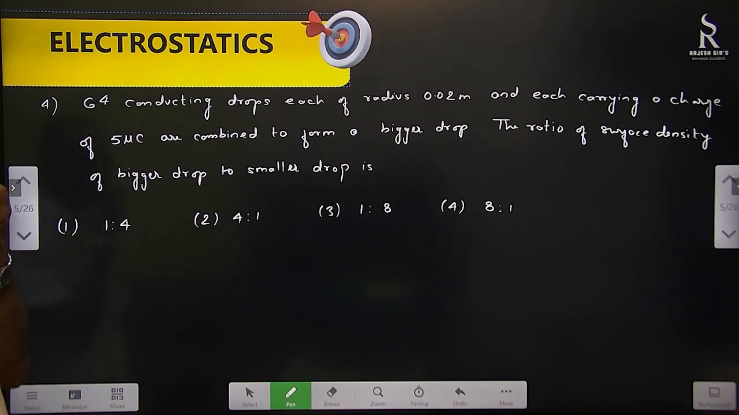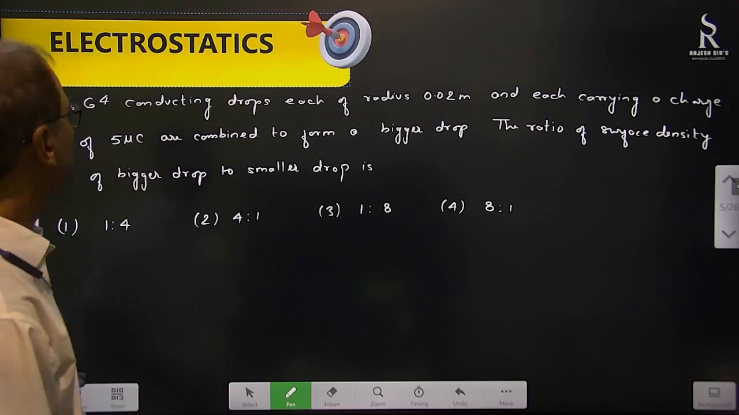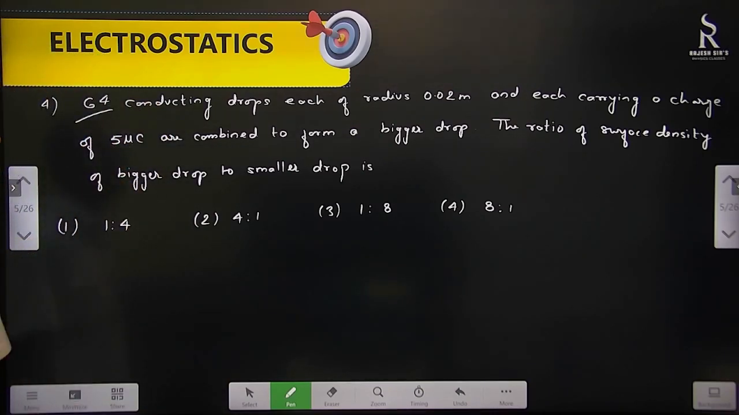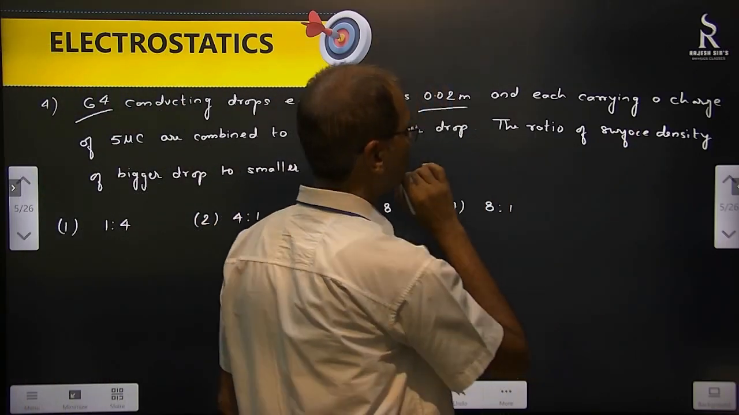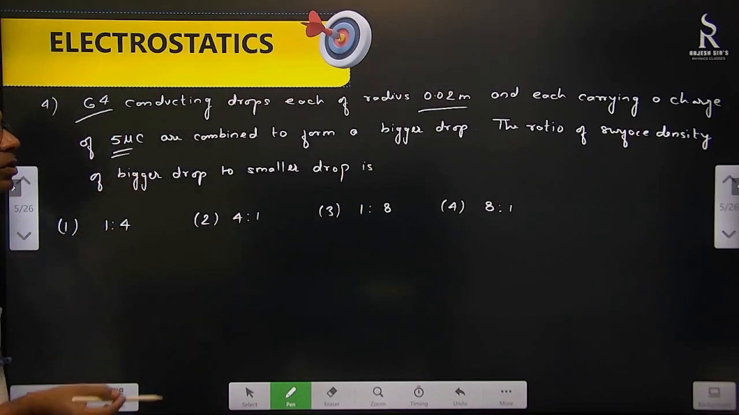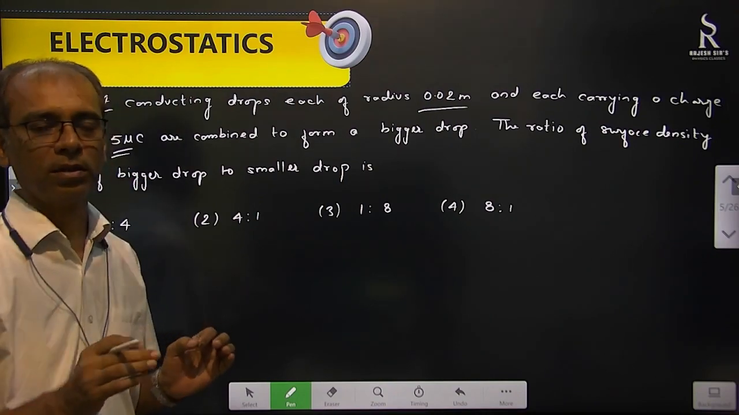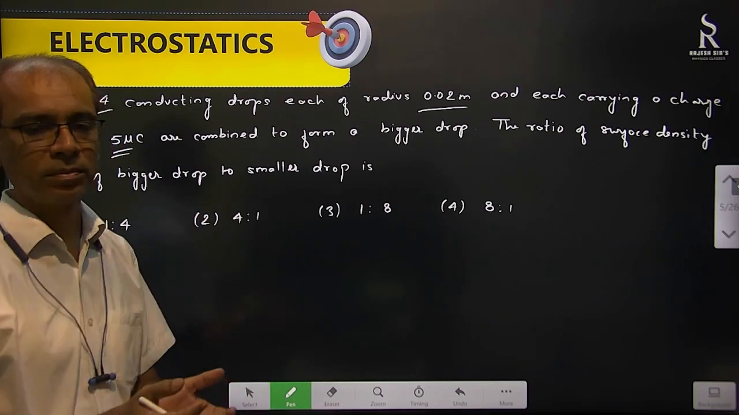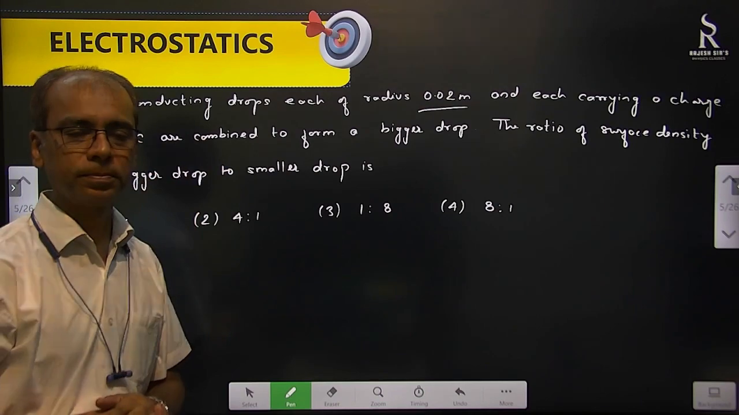Now, this is everything we can do because I have written it. Okay, so see now, this is a very good question. 64 conducting drops, each of radius 0.02 meter, and each carrying a charge of 5 microcoulomb, are combined to form a bigger drop. Small droplets are there, each one having charge, they are coming together and forming a bigger drop. So the ratio of surface density of bigger drop to smaller drop is.